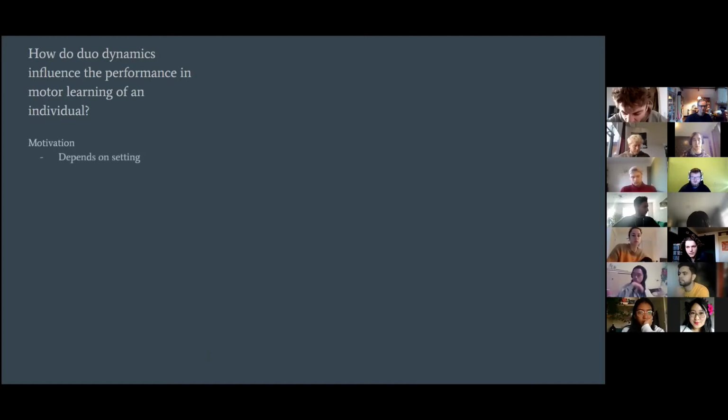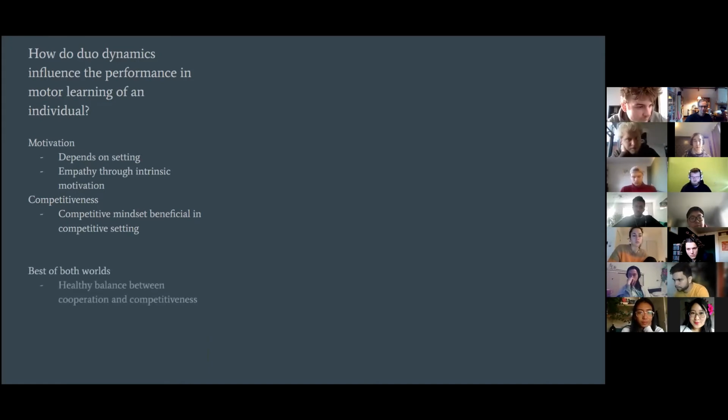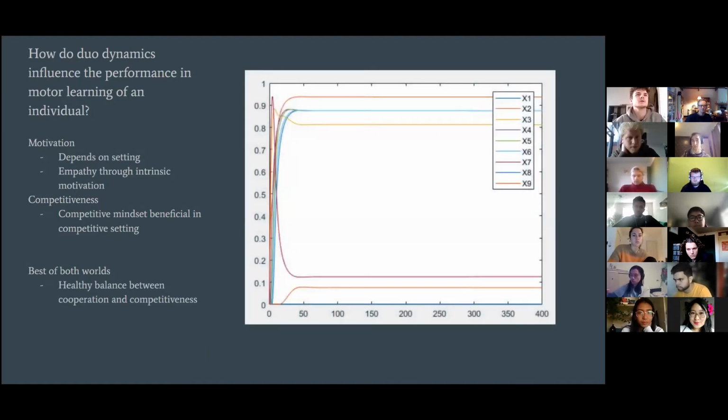And the second question, how do duo dynamics influence performance in motor learning of an individual? So in the first case, the motivation depends on the setting. In the competitive setting, it is important to have a competitive mindset to perform well. And you can see that there it could be an empathy through the intrinsic motivation. In competitiveness, as said before, a competitive mindset is beneficial in the competitive setting. And if we combine the best of two worlds, so there is cooperation, but also some competitiveness, we will get the best performance out of this.